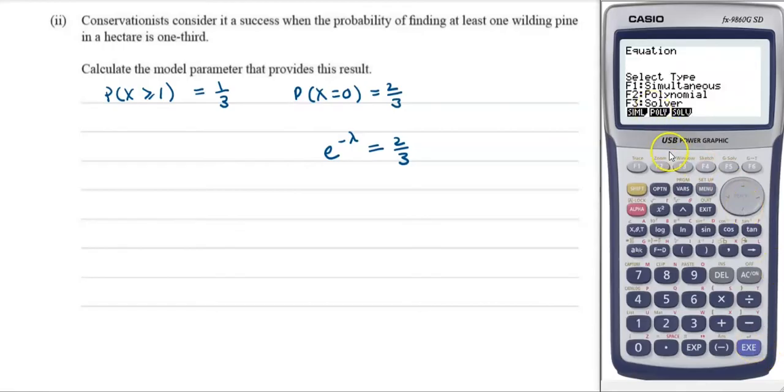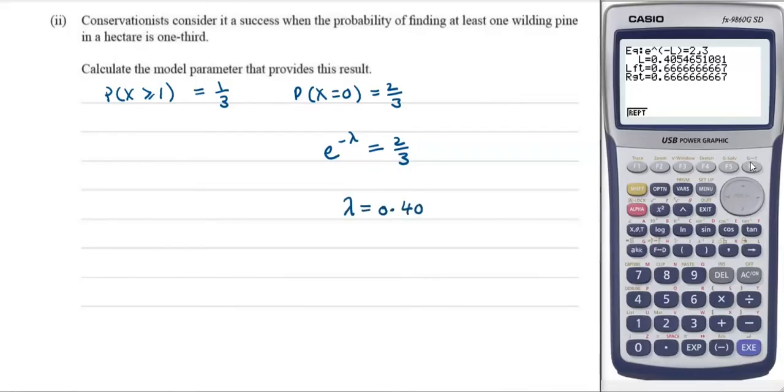So equation solver, here we are going to do e to the negative lambda. I will just use an, where is it? I was looking for L. It doesn't matter what we pick though. Here it is. And that is equal to 2 over 3. And then solve. So lambda is equal to 0.4055.